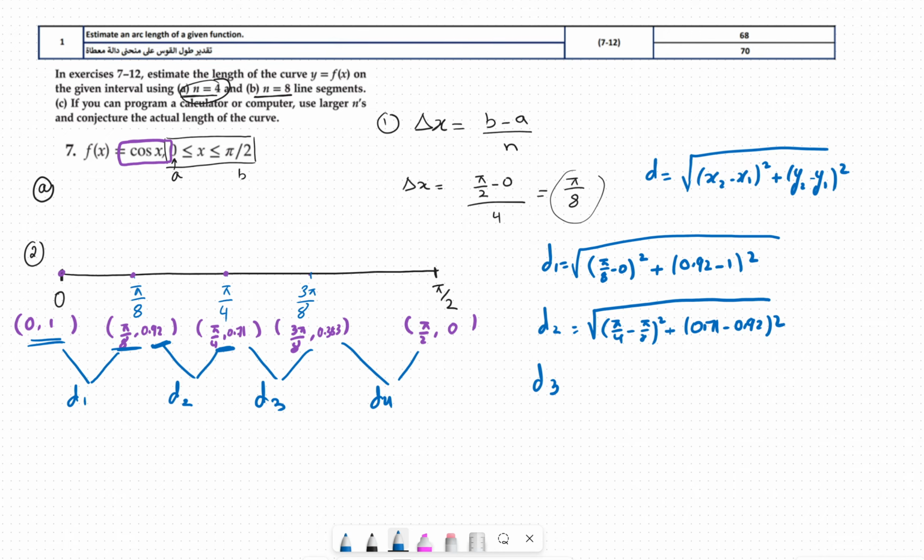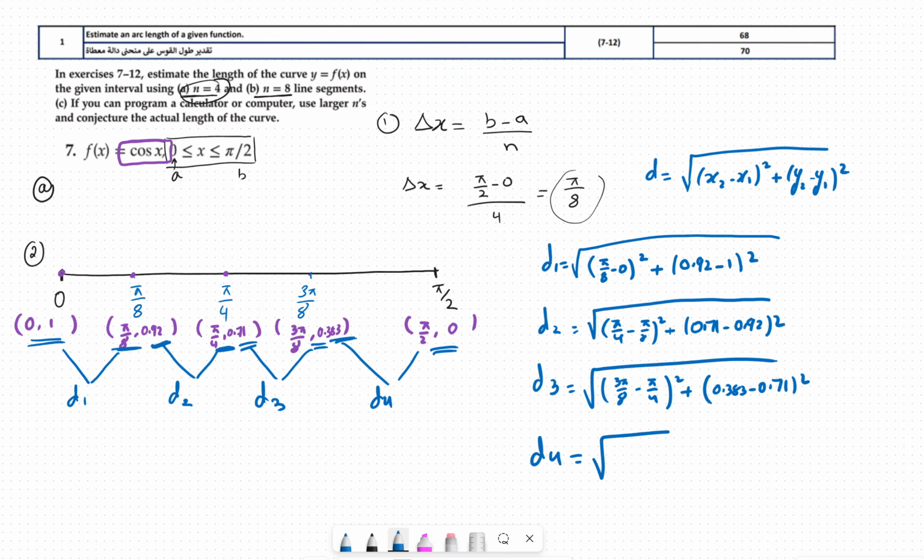Now distance 3 between this point and this point, the square root of 3 pi over 8 minus pi over 4 squared plus 0.383 minus 0.71 squared. Now distance 4 between this point and this point, square root of pi over 2 minus 3 pi over 8 squared plus 0 minus 0.383 squared.